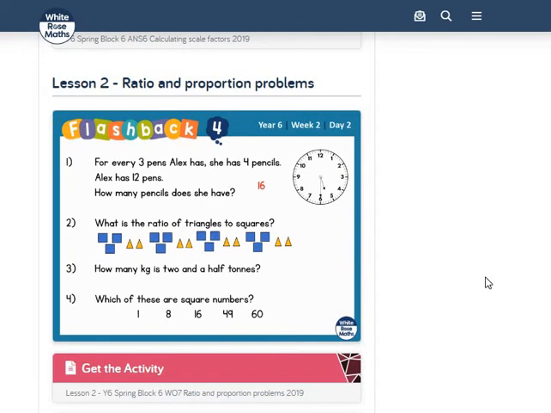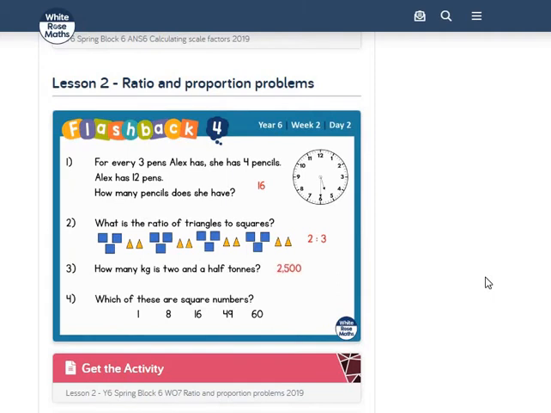Number 2. What is the ratio of triangles to squares? Well, I can see for every 3 squares, there are 2 triangles. But the question is asking, what's the ratio of triangles to squares? So that would be 2 to 3. Question 3. How many kilograms is 2.5 tons? Well, if 1 ton is 1,000 kilograms, 2 tons is 2,000 kilograms, half a ton would be 500 kilograms. So together would be 2,500.